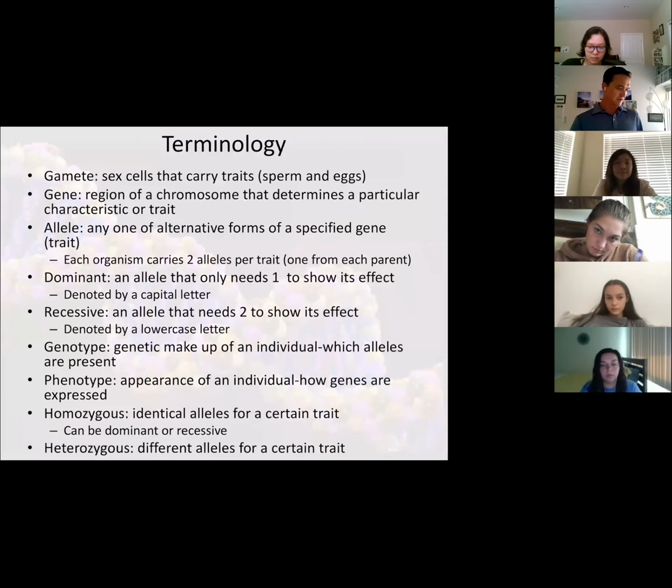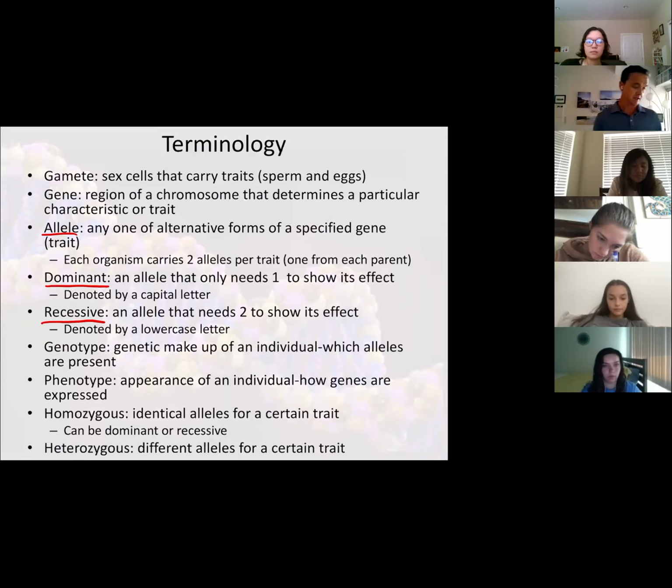Okay, so I'm not going to read through this terminology and these definitions for you, but these are terms and definitions that you should be familiar with. We've talked about some of these already. The allele, we just talked about that. This idea of a dominant or a recessive trait, we're going to be talking about that a lot today. A dominant trait means that only one of the alleles needs to be there to show its effect. A recessive trait means that you need both. You need 2 alleles to see its effect.